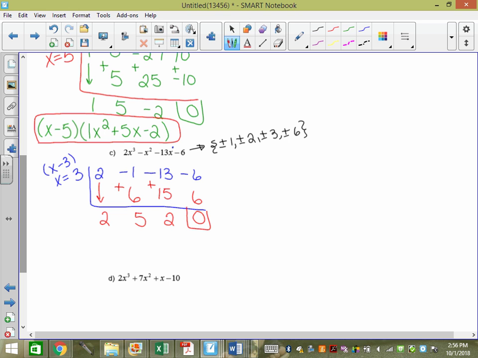Now our one factor is x minus 3. And our other factor is 1 less. So if this is x cubed, this is going to be 2x squared plus 5x plus 2.